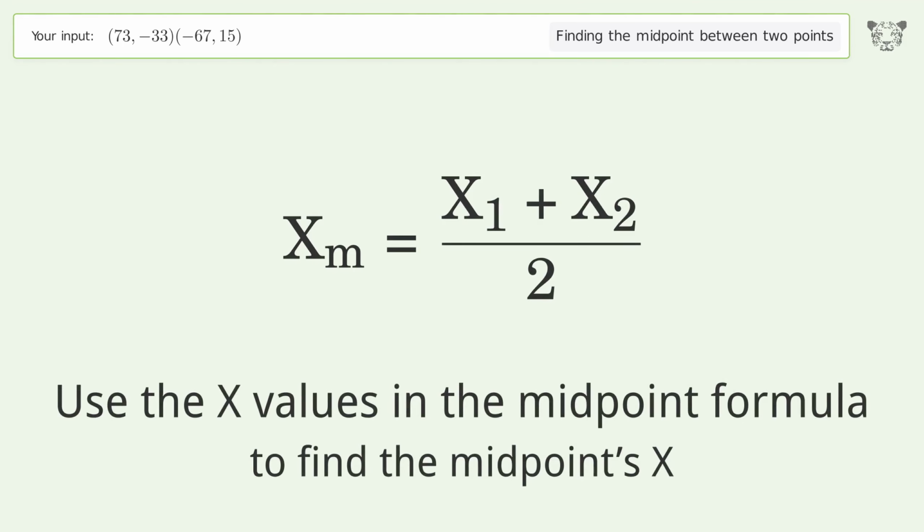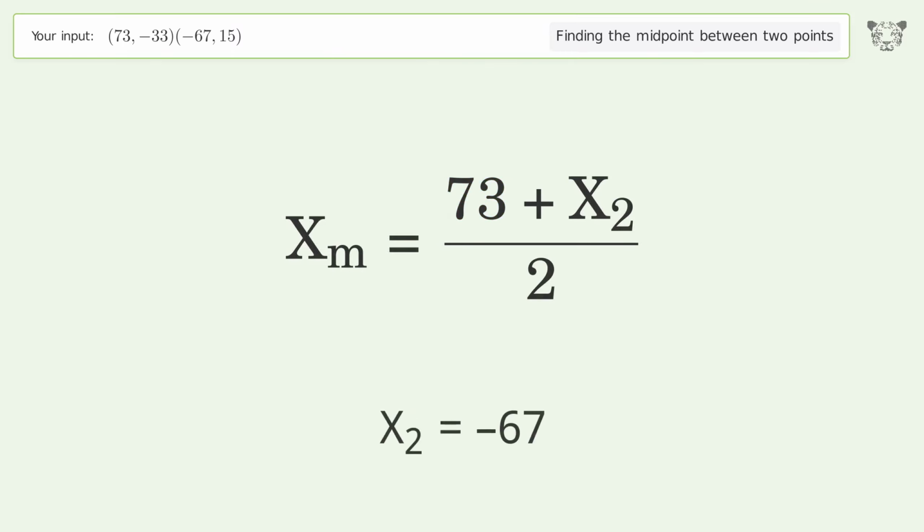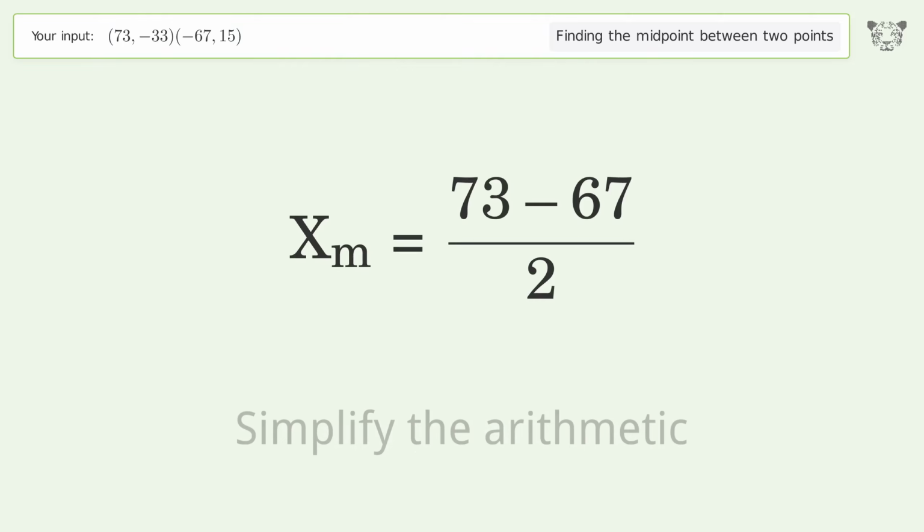Use the x values in the midpoint formula to find the midpoint's x. x1 equals 73. x2 equals -67. Simplify the arithmetic.